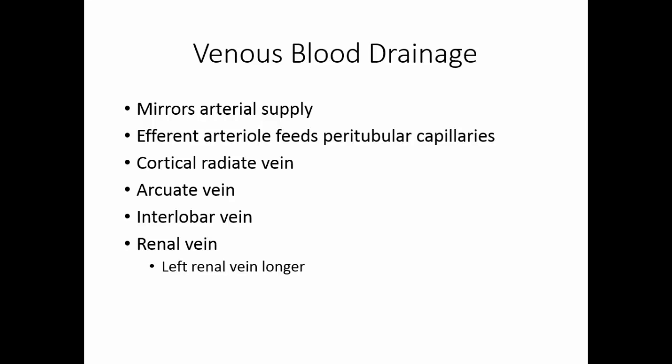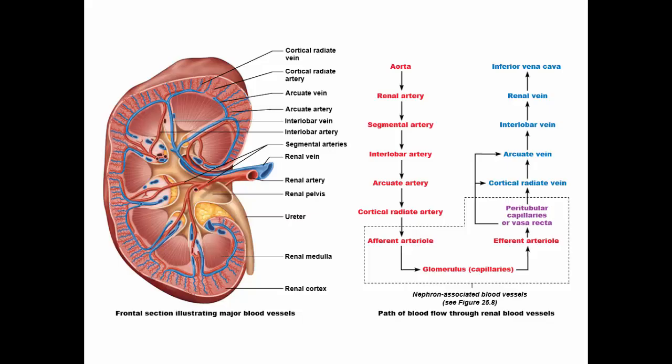Again, because of the location of the kidneys with respect to the inferior vena cava, the left renal vein is a little longer than the right. The renal veins drain directly into the inferior vena cava. So as we look at the blood supply, the aorta feeds the renal artery. We get these segmental arteries, which branch into these interlobar arteries. These are the ones that are going to travel up the renal column. As we get here to the junction between the medulla and the cortex, we get the arcuate arteries.